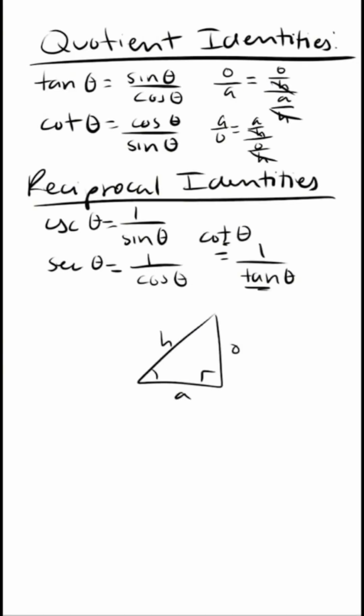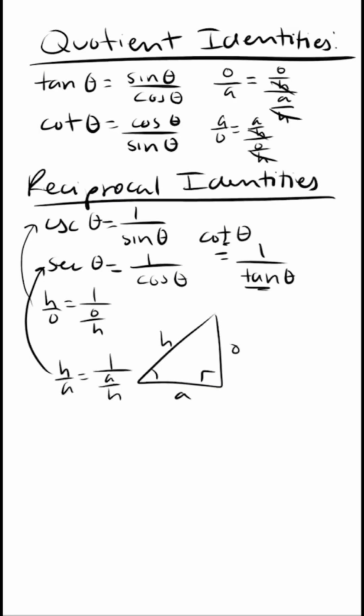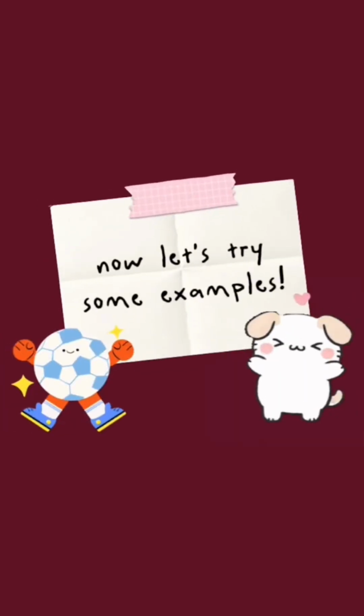And it's the same thing for the second identity. Cotan is A over O, cosine is A over H, and sine is O over H. So then the 2 H's cancel out. And it's similar for the reciprocal identities. Cosecant is H over O, and sine is O over H, so then it's the same. Secant is H over A, and cosine is A over H, and cotan is A over O, and tan is O over A. Now let's try some examples with what we've learned.